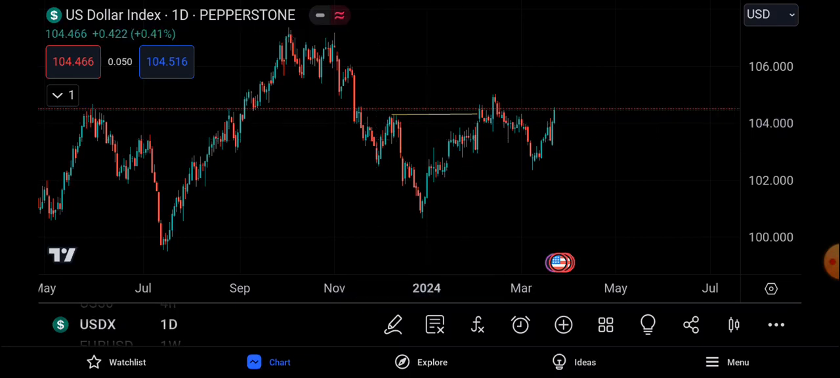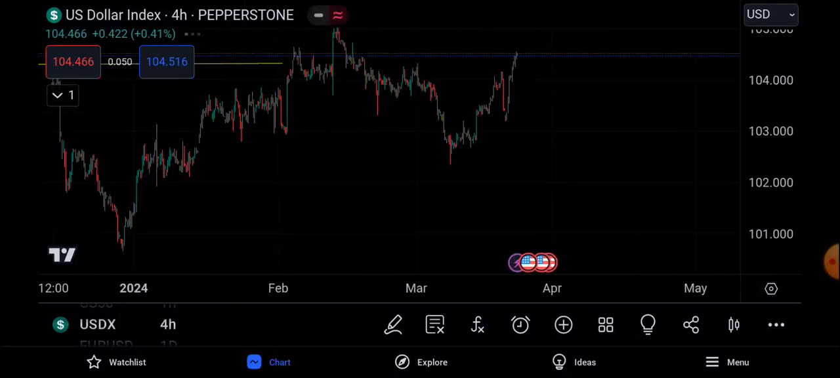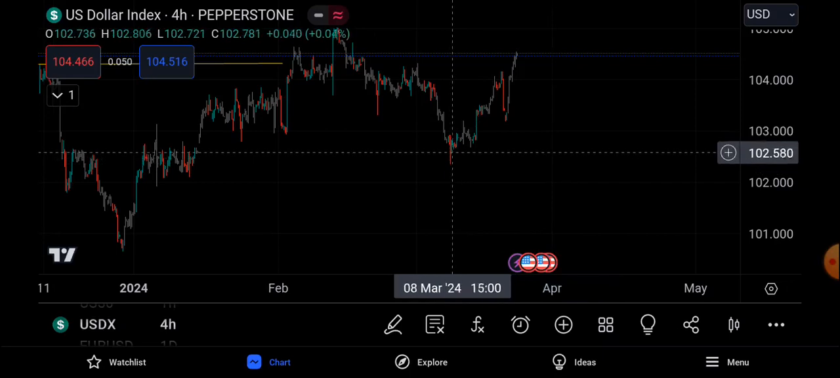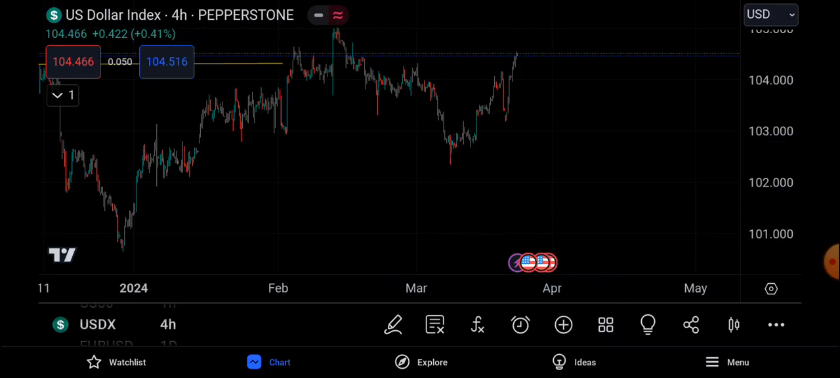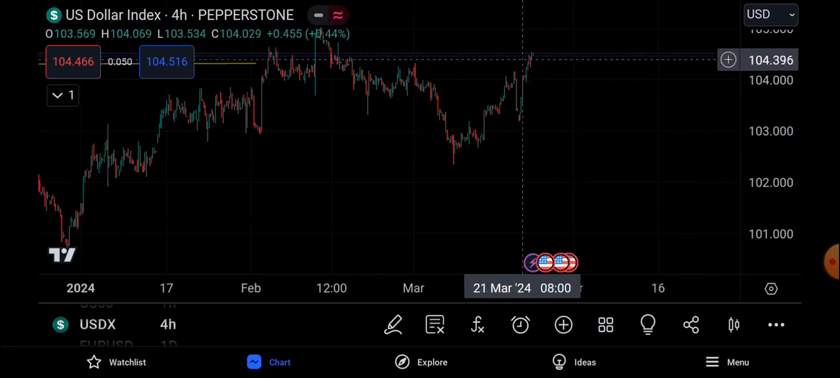So we can go down to the 4 hour just to see what the 4 hour is doing. The best place to have gotten into, or to have looked to get into trades, would have been right here, because this would have been pretty much a great discount level. But it doesn't mean that we can't get into trades anywhere in here.